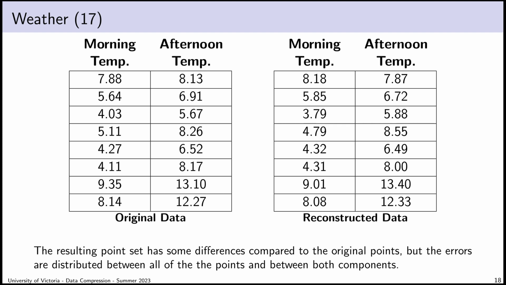But let's look at all the other rows and see what we think of those. 5.6, 6.9 goes to 5.8, 6.7. So they're both off by, I don't know, about 0.2, okay? 4.0, 5.6, 3.79, 5.8. Those are also off by more or less 0.2. So 0.2, 0.25. We've got 5.1, 8.2, 4.8, 8.5. That's off by, I don't know, about 0.3. That's not so bad. This first row is really a special case. The other rows are off by a measurable but not terribly significant amount.